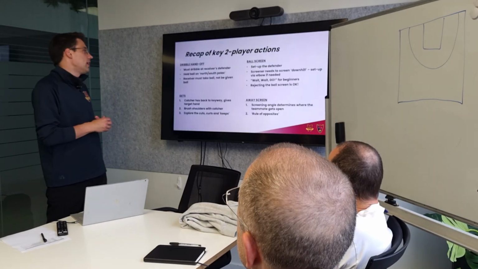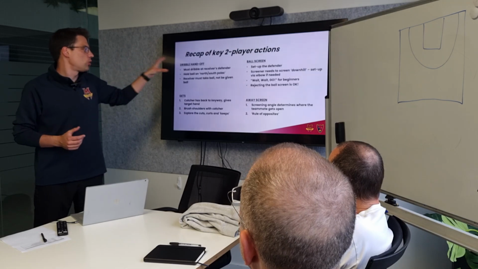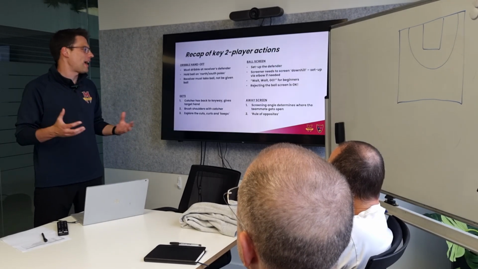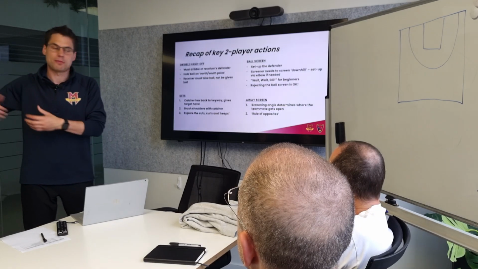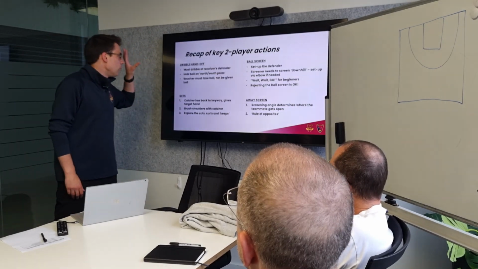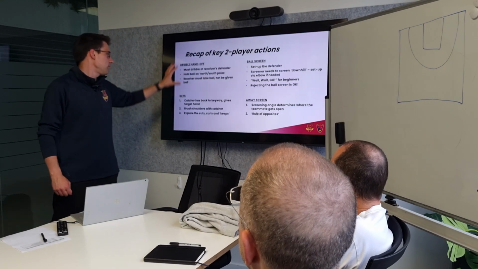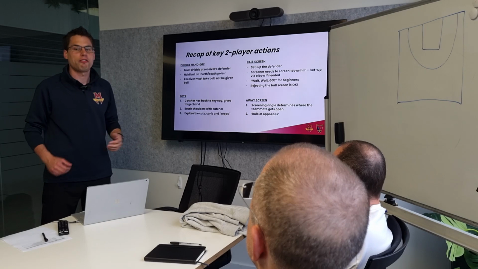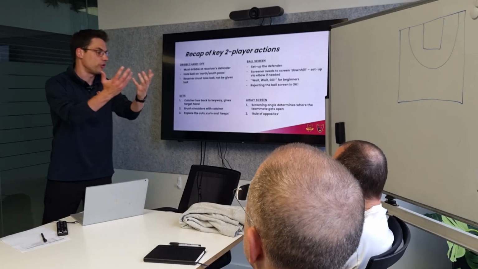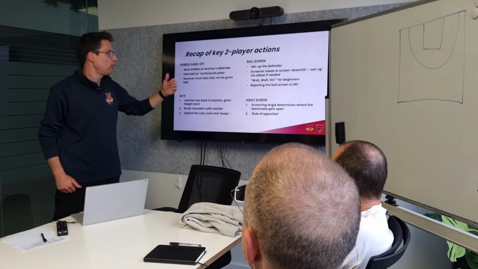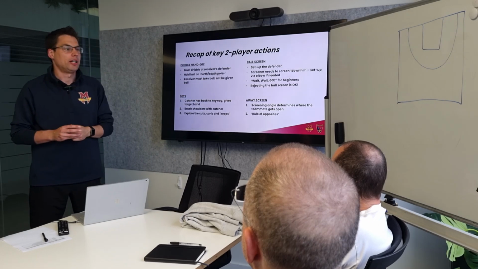So the 4 key 2-player actions, okay, are actions that involve just 2 players and form the basis, I feel, of all the advanced concepts we're about to see. They are the dribble handoff, the ball screen, the gets action, which is a stationary handoff where you pass to a player and then sprint and get the ball back from them, rather than having a player dribble towards you for that handoff, and the away screen.